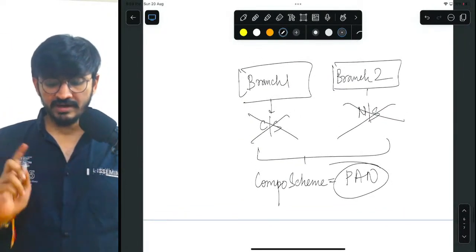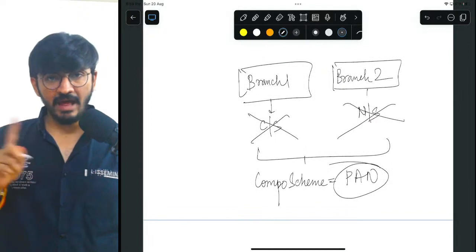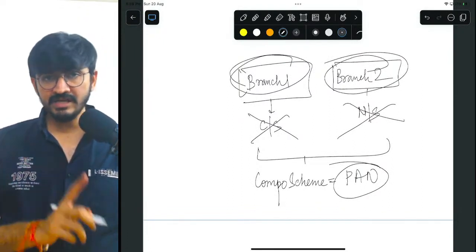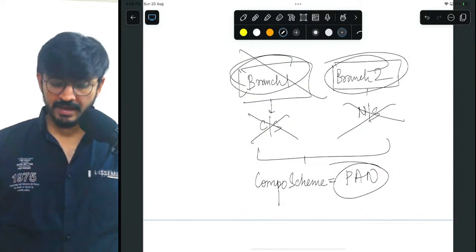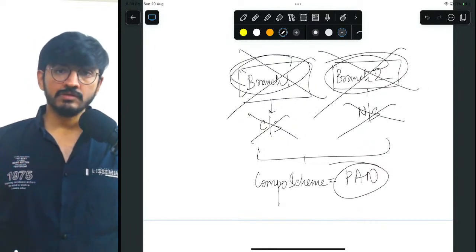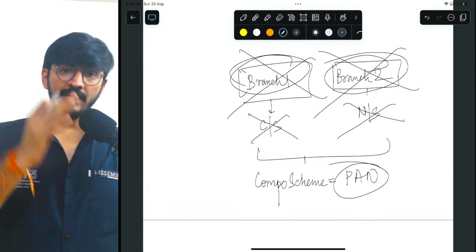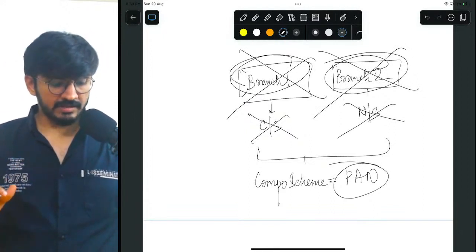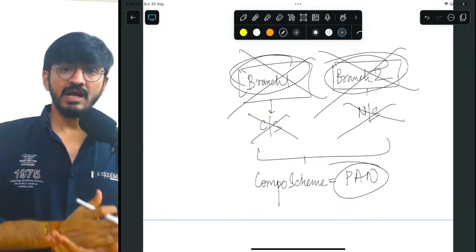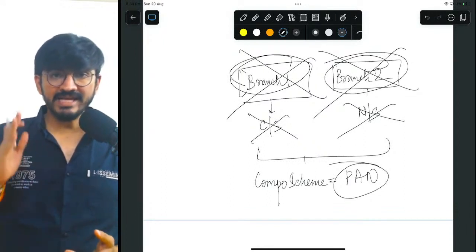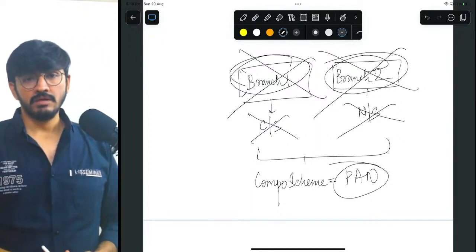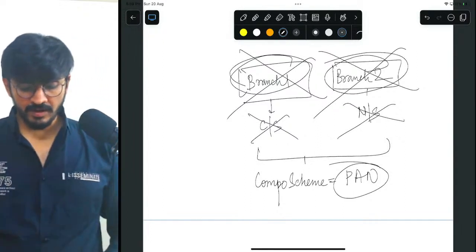Right? So understand, if DMART says that I want to opt for compo, it will apply to both the branches. If it says it does not apply, then no one pays. So when I say one for all, all for one, either both of them pay, or neither of them pay. Is that very clear, my dear friends? Yes. Okay. So one for all, all for one.